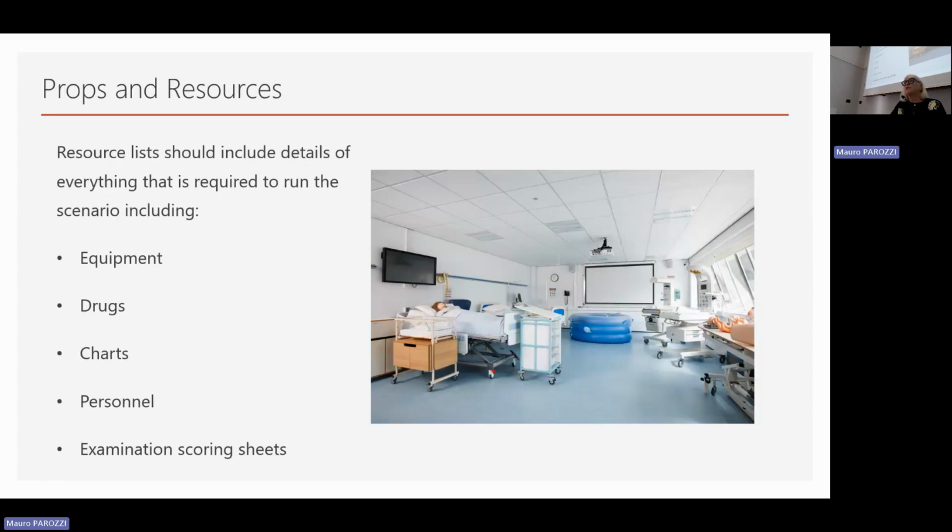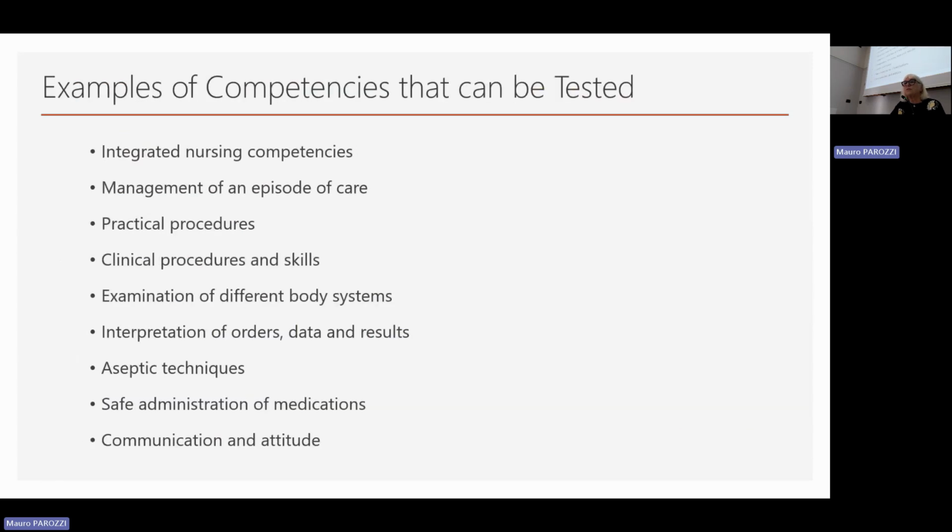And then there's a resource list of what you have to have there. The equipment, the drugs, the chart, the personnel, and the examination scoring sheets. So for this scenario, she's going to set up an IV, administer some IV antibiotics, etc. So you need to have those things, and you need to have something that's actually taken the vital signs, because that's what the scenario says the patient comes in with, but they'll need to check that. So it's making sure you have your props and your resources.